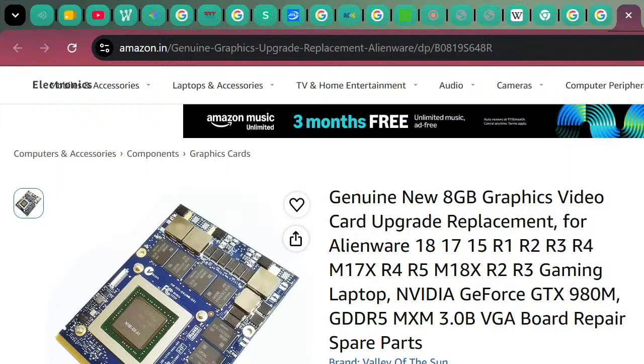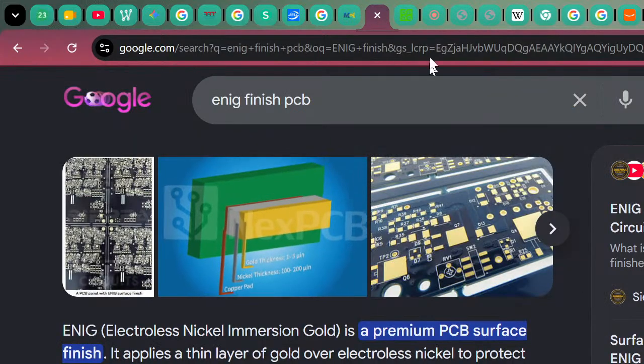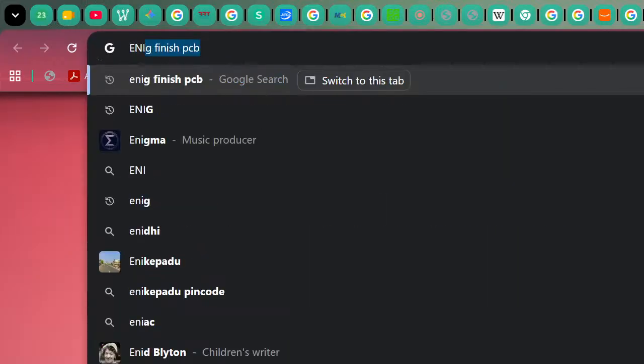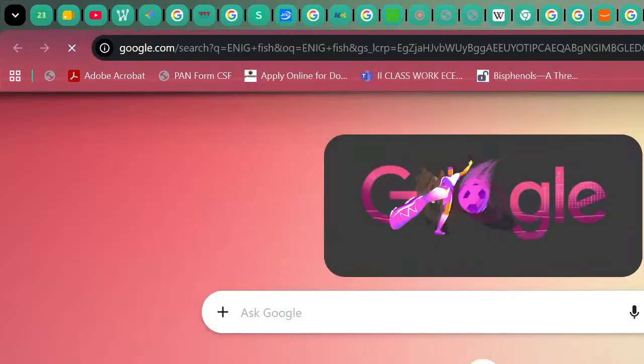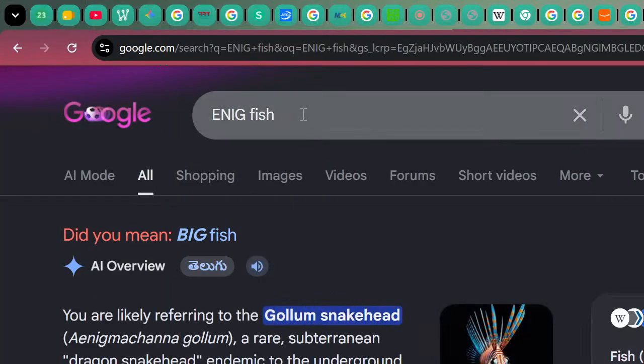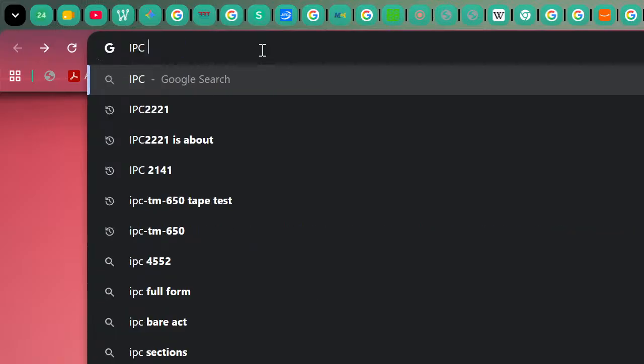Now we will discuss gold fingers in detail. But before that, let me tell you something called ENIG finish. There are two finishes, HASL finish and ENIG finish. Whenever you are designing any PCB, the manufacturer usually gives you the option to choose either HASL finish or ENIG finish. First I will show you what is ENIG finish. In ENIG finish, we will be using a total of three metals. There is something called IPC 4552, and according to that, I am telling you.